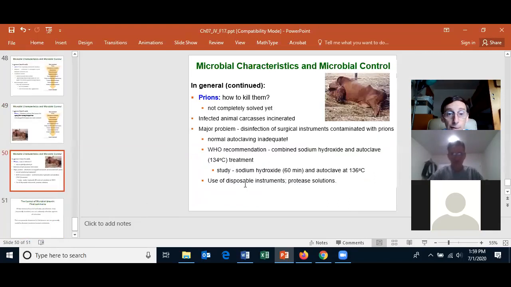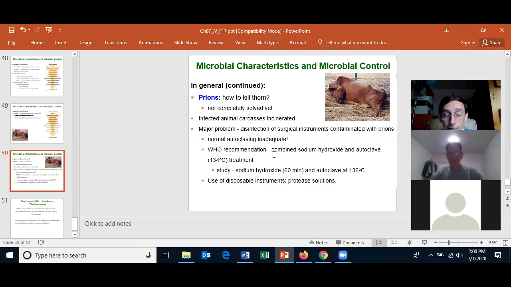What we use to kill prions is not completely solved because they are so resistant to being treated. Actually, they do incinerate carcasses, like this mad cow. How the British destroyed their cattle was they incinerated all of them. You can't do that to everything. What do you do with surgical instruments if you're concerned that you may have worked on a prion-infected patient?